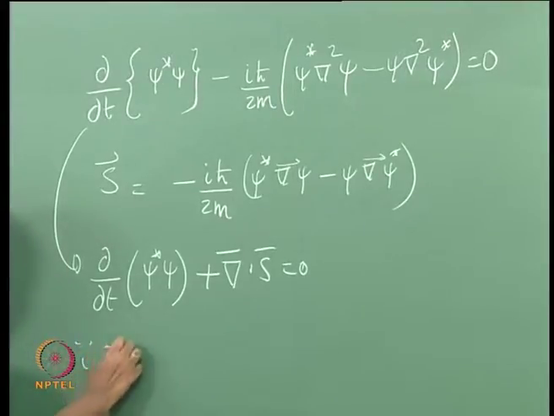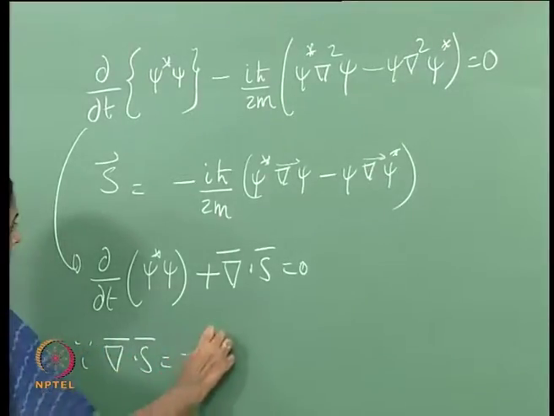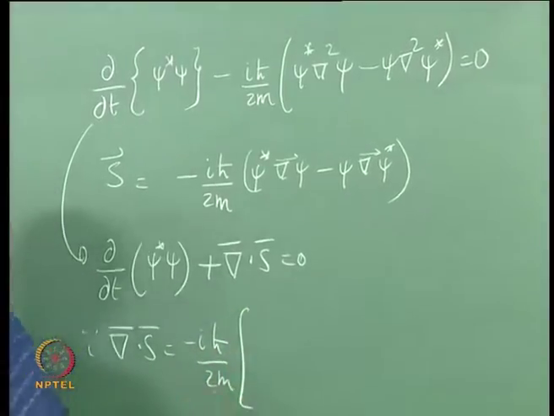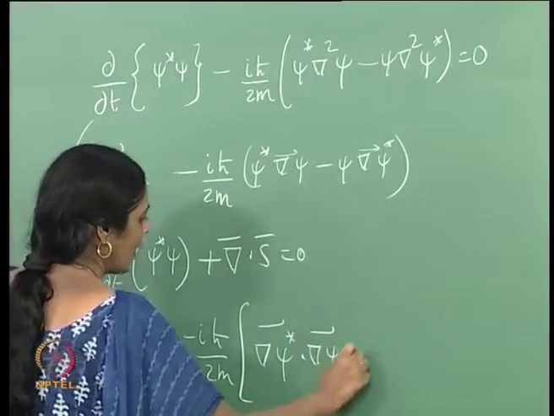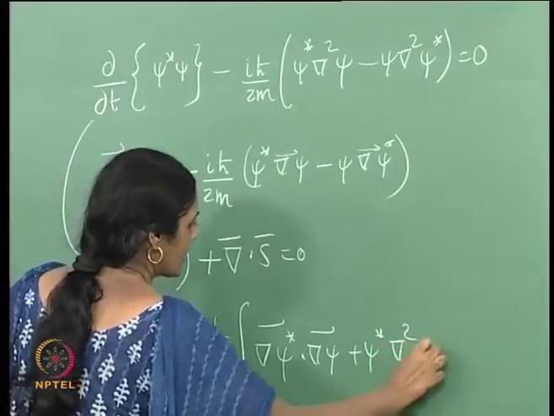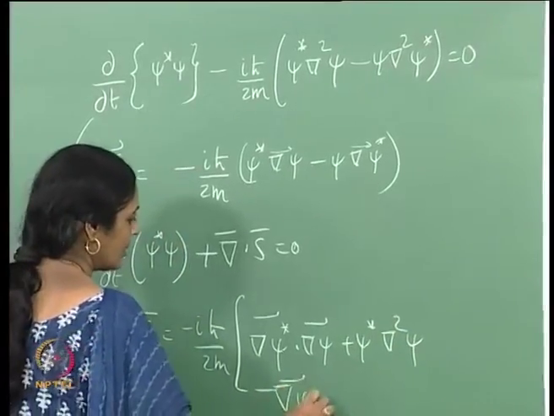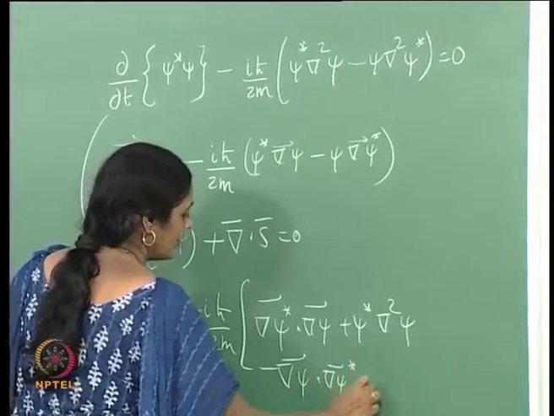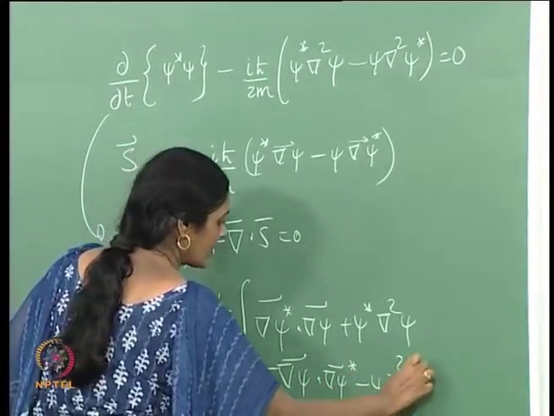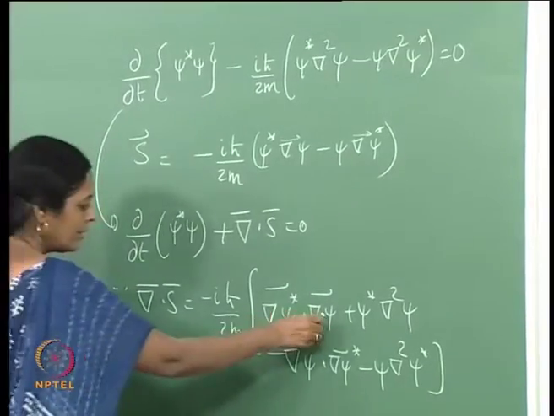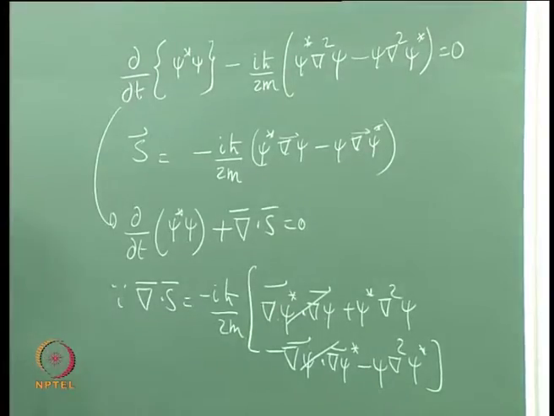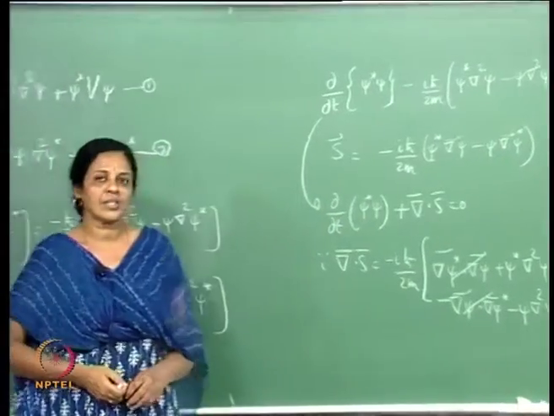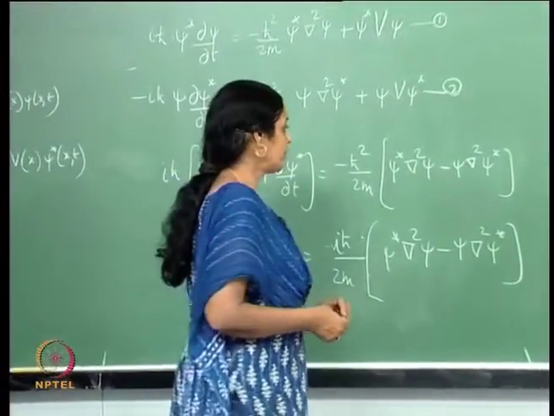Because del dot S is minus i h-cross by 2m times, if you expand this, grad psi star dot grad psi plus psi star del squared psi minus grad psi dot grad psi star minus psi del squared psi star. And then these two terms cancel out, giving me what I want there. Therefore, with this definition of S, I have a continuity equation: delta by delta t of psi star psi plus del dot S equals 0.